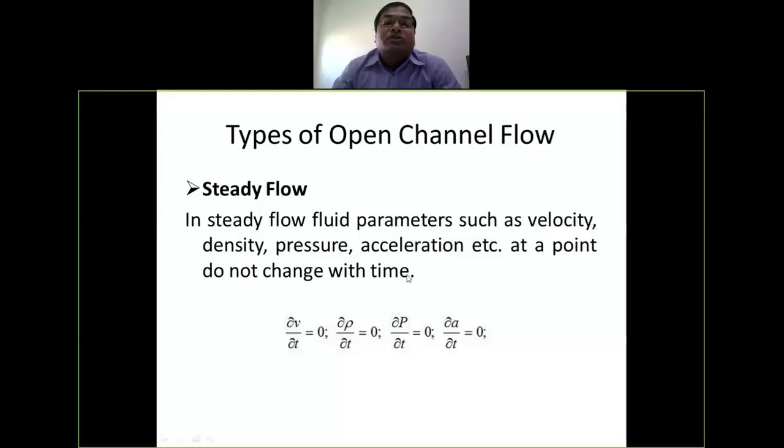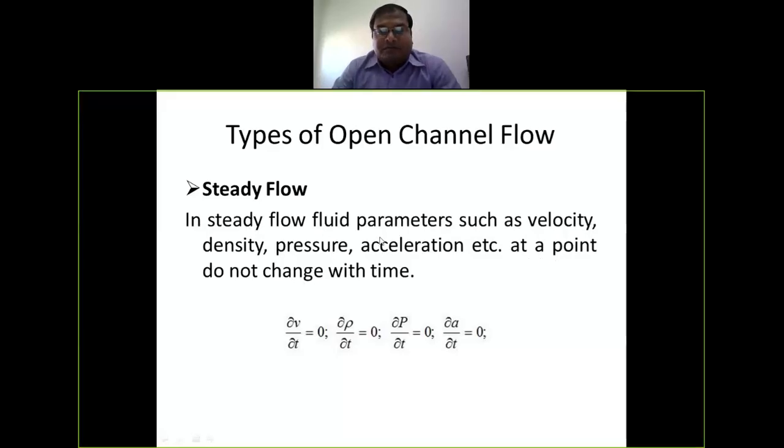If you want to define it mathematically, you can define it this way: del v upon del t, the change of velocity with respect to time, will remain constant, means it is equal to 0. Del v upon del t is equal to 0. Same way for pressure, del p upon del t is equal to 0. Similarly del rho upon del t, and for acceleration, del a upon del t is equal to 0. So velocity, density, pressure, acceleration, etc. at a point do not change with time. It is called steady flow.